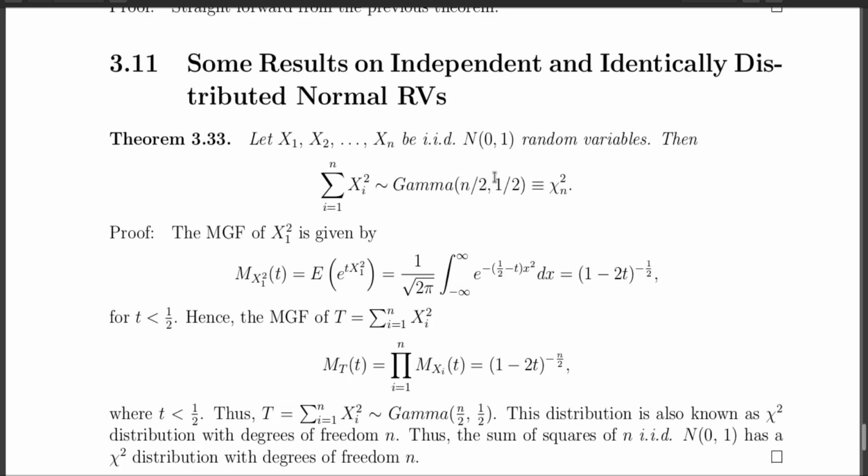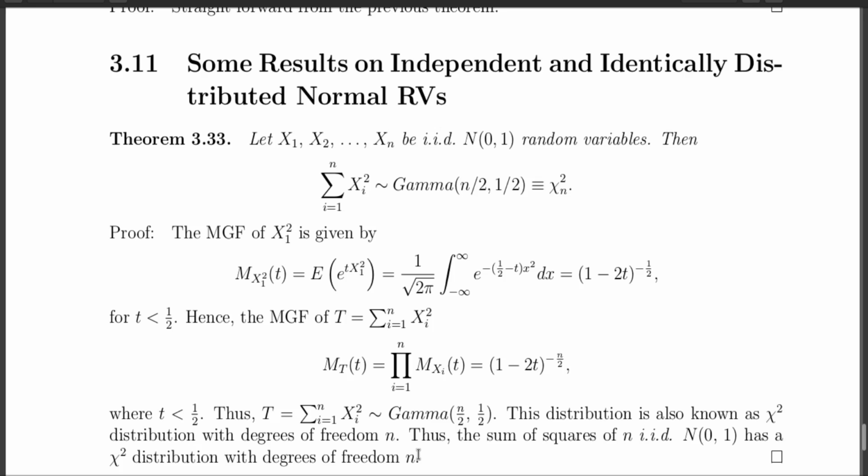So it is called the chi-square distribution with parameter n, and in case of the chi-square distribution, the parameter is called degrees of freedom. This distribution, gamma n by 2 and half, is also known as the chi-square distribution with degrees of freedom n. Thus, this result shows that the sum of the squares of n IID normal 0, 1 random variables has a chi-square distribution with degrees of freedom n.